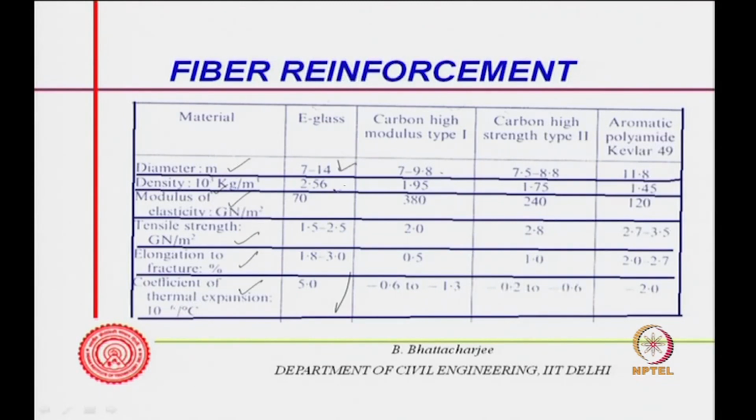So, E glass, density, modulus of elasticity, you can see these are in GPa, and tensile strength you can see. For example, this carbon type has a high modulus, this is the high strength type with a low modulus, but the tensile strength is 2.8 GPa, that is 2800 megapascal, and so on. Kevlar 49, these are the kind of properties.